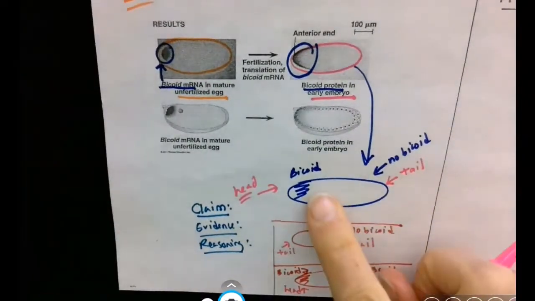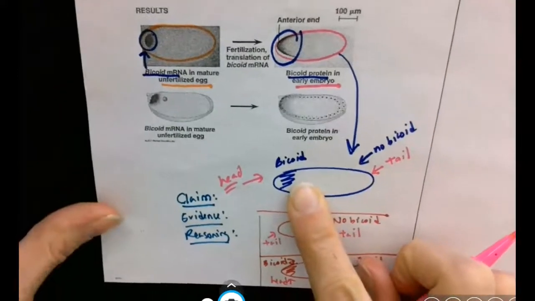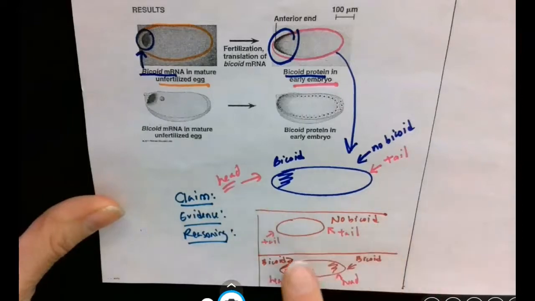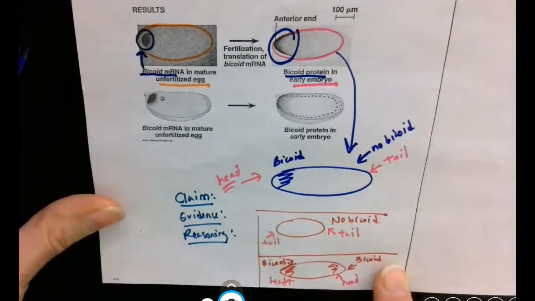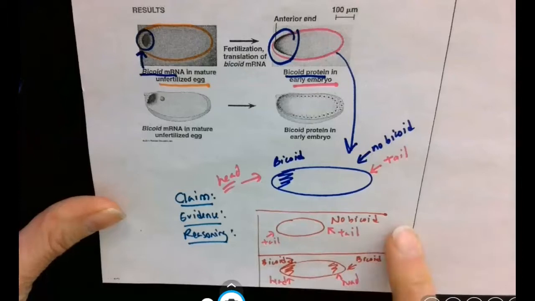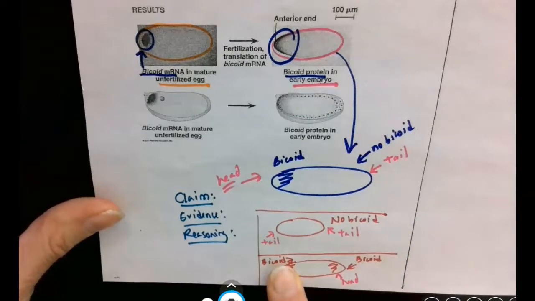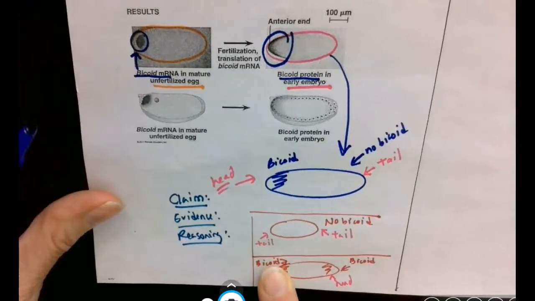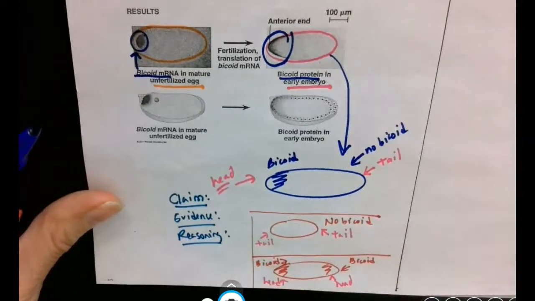So their claim was that the presence of bicoid leads to head production in the fruit fly. Their evidence was that wherever there's bicoid, there's heads. Where there's no bicoid, there's no heads. And the reasoning is that this bicoid protein is probably a transcription factor that turns on the genes necessary to produce the head structure of the fruit fly. And in the absence of bicoid, it naturally produces the tail of the fruit fly. Okay, so this is a very famous example of cytoplasmic determinants in fruit flies.